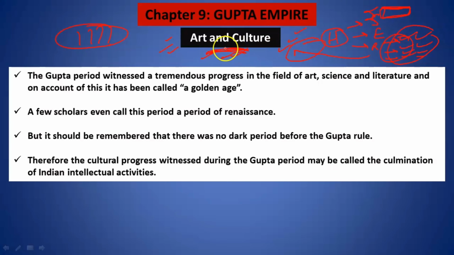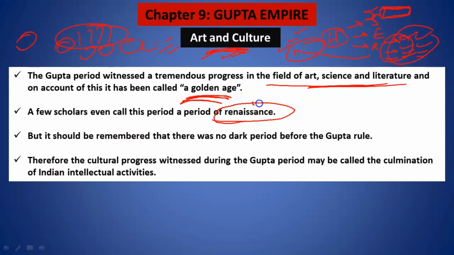It should be read with history, and that is what I have also tried. In the previous chapters you have also seen I have already mentioned Gandhara art and Mathura art. So wherever it is important, I have already included that. I already told you that the Gupta period is known as the golden age because a lot of progress happened in terms of art and culture, science, and literature. And a few scholars call this period the Renaissance also. Renaissance means Punarjanam, new birth. I hope this is clear.